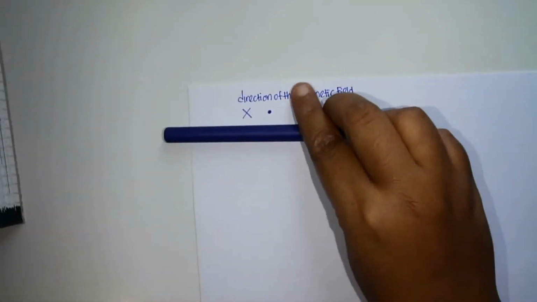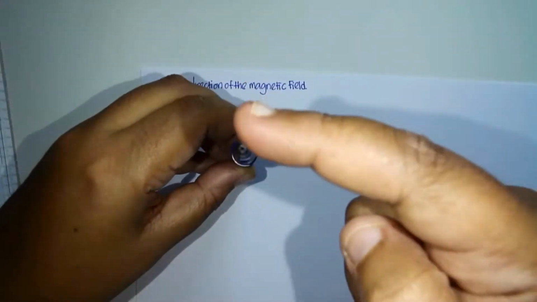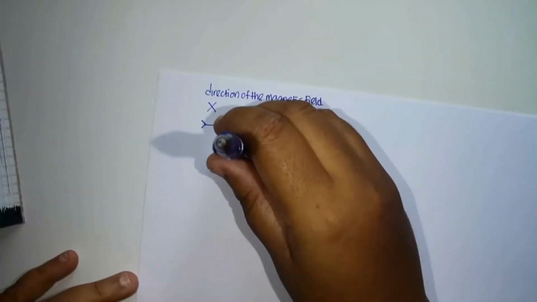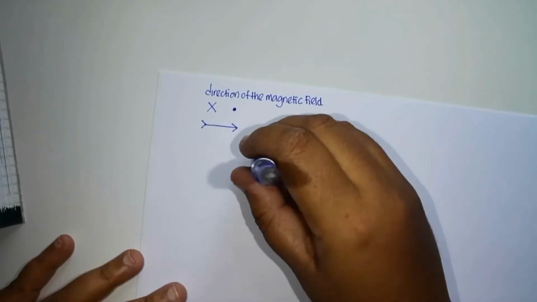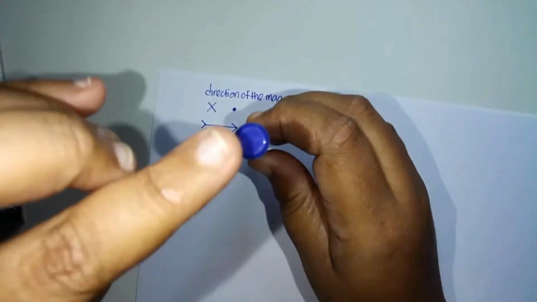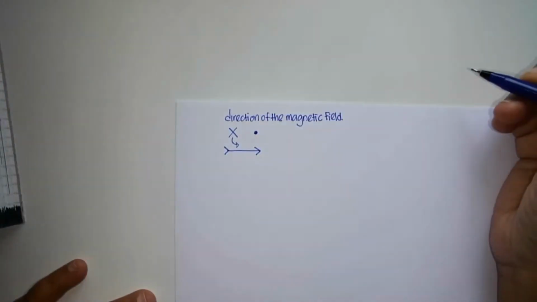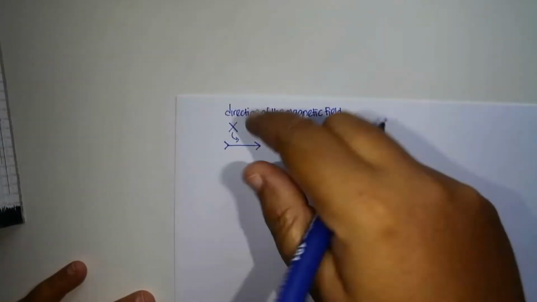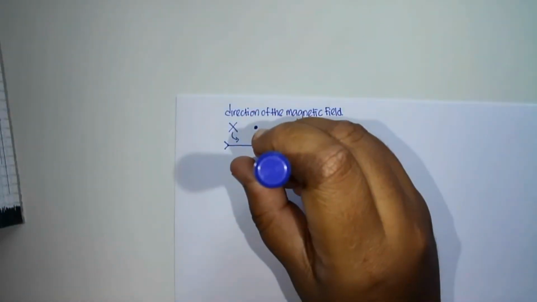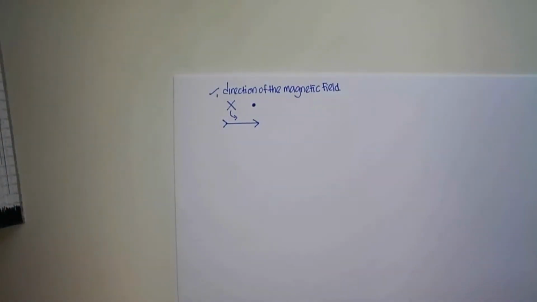If this arrow is pointing out of the page, coming out of the page, what you see is a dot, correct? So a dot means the direction of the magnetic field is out of the page. The same arrow, if it goes into the page, you will see an X. So X or cross means the direction of the magnetic field is into the page. Okay? So this is the direction of the magnetic field.